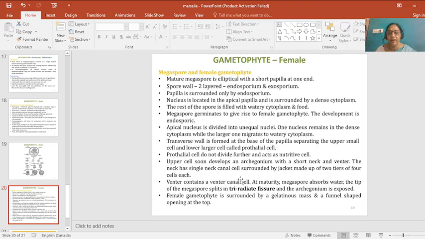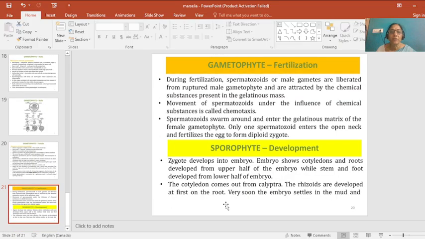The upper cell divides and forms the archegonia with a short neck and the venter, which has a single neck canal cell surrounded by a jacket made up of two tiers of four cells each. The venter contains the venter canal cell. At maturity the megaspore absorbs water, and the tip of the megaspore splits in a triradiate fissure and the archegonium is exposed. The female gametophyte is surrounded by a gelatinous mass with a funnel-shaped opening at the top.